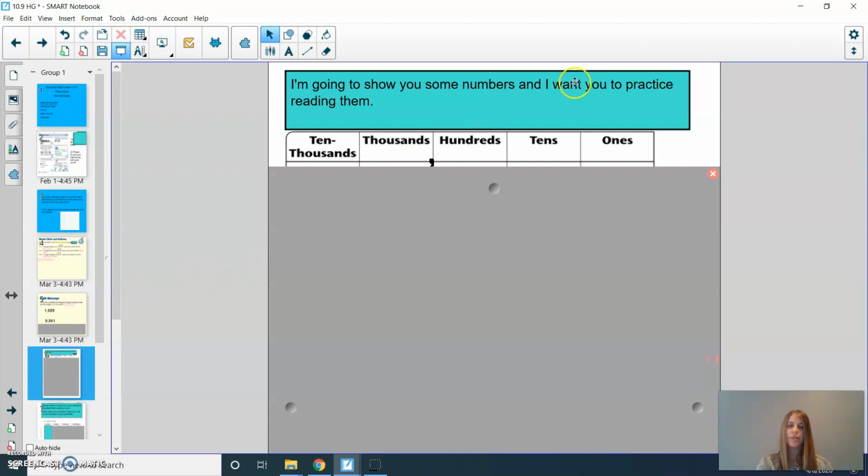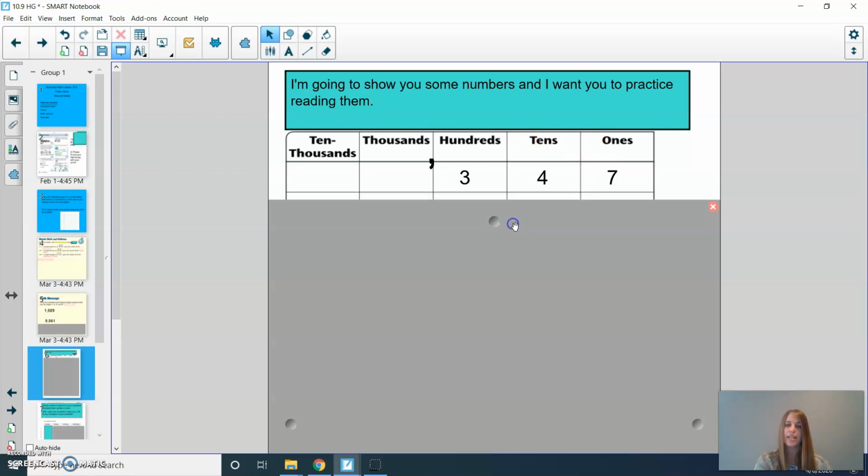In today's lesson, we're going to be talking about place value. So notice how I have a place value chart going across the top of my page. I know the first column is my ones, then I have my tens place, hundreds, thousands, and 10,000s. So I'm going to show you some numbers, and I want you to just practice reading those numbers to me, paying close attention to the place value. How would you say this number? If you said 347, you are correct. Notice how I have a 3 in my hundreds place, a 4 in my tens, and a 7 in my ones.